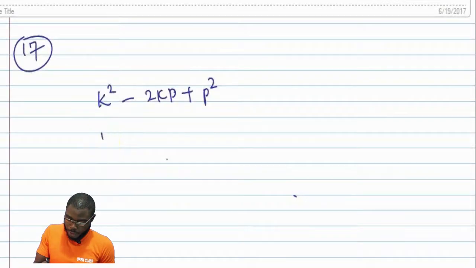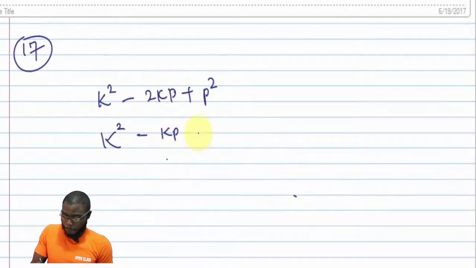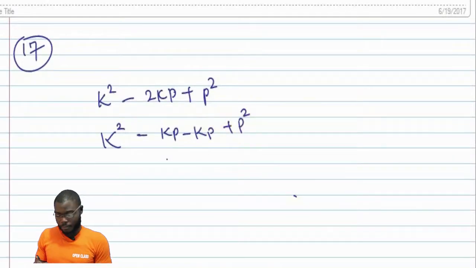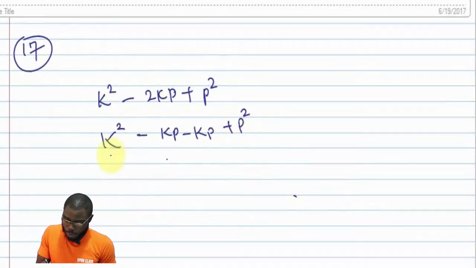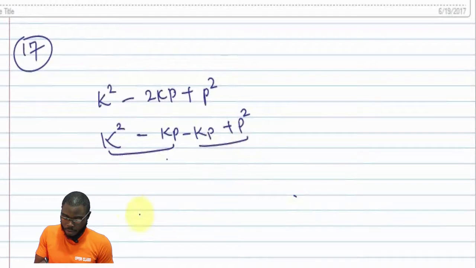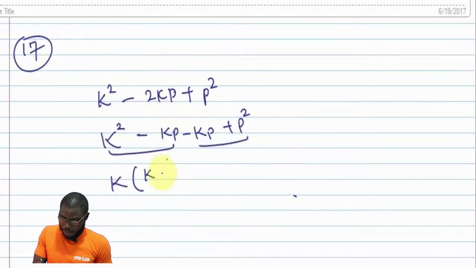So all we need to do here is split the 2kp into 2 terms: k square minus kp minus kp plus p square. Okay, so what is common between this? Just take them one after the other. What is common between this and this is k. So k in k you have k, and then k in this you have p. Then you look at this also. What is common between them is a k.